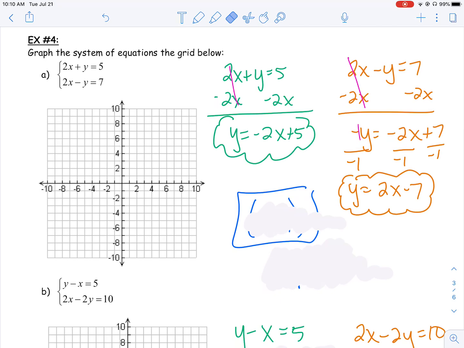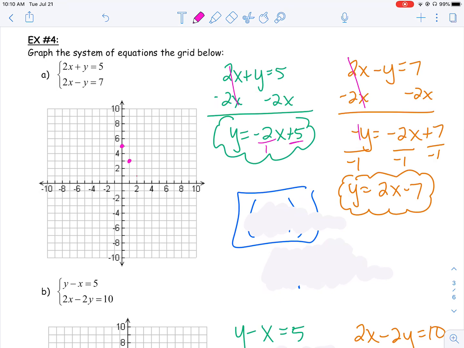Since they now both look like slope-intercept form, I should be able to use their y-intercept and their slope in order to graph them. So let's do that now. So when I go to graph the first line, I know that the y-intercept is positive 5. So let's go up to positive 5 on the y-axis and make a dot. I know that my slope is negative 2, or I can say negative 2 over 1. That's my rise over run. So from my y-intercept, I'm going to go negative 2, so down 2, and I'm going to go positive 1, right 1.